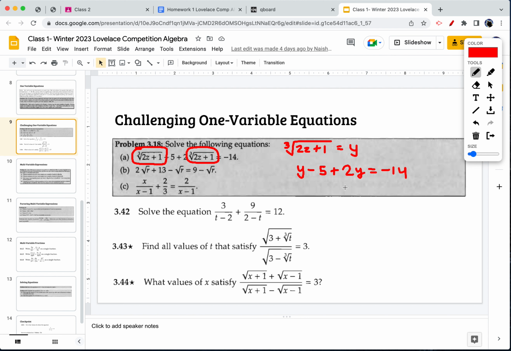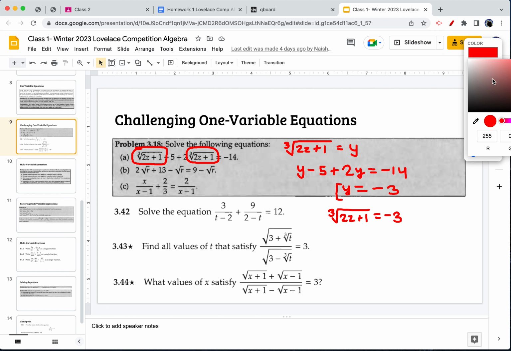And then if you solve this, you'd get y equals minus 3, I believe. Yeah. So if you solve this with our substitution, cube root of 2z plus 1 is equal to y, then we get y is equal to minus 3. But we want to solve for z. So then we just substitute y equals minus 3 back in. So cube root of 2z plus 1 is equal to minus 3.